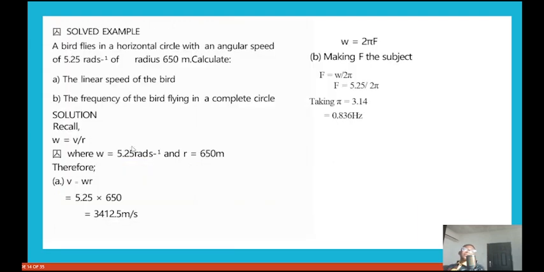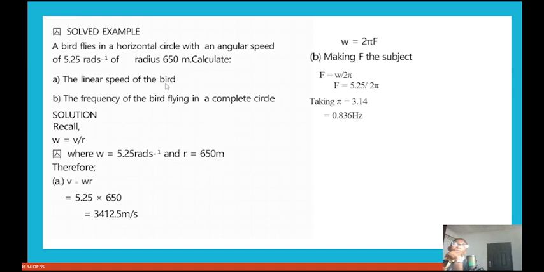So let's check this example very quickly. A bird flies in a horizontal circle with an angular speed. Don't forget that angular speed is the same thing as angular velocity, 5.25 rad per second. So look at this yourself. Even if you cannot remember your formula, anytime you see rad per second, you know that rad is for angle. So that's definitely theta divided by time. So angular speed of 5.25 rad per second, and radius of 650 meters.